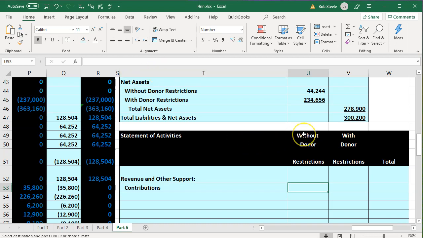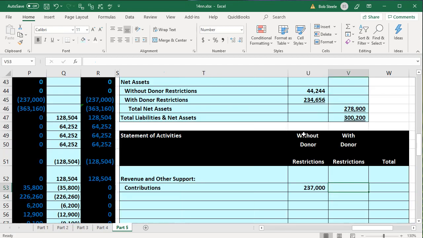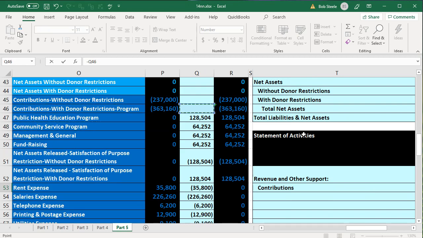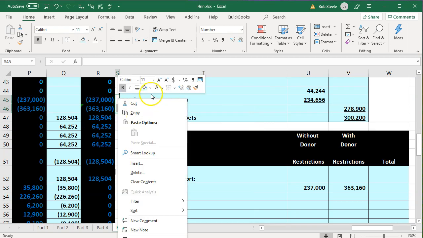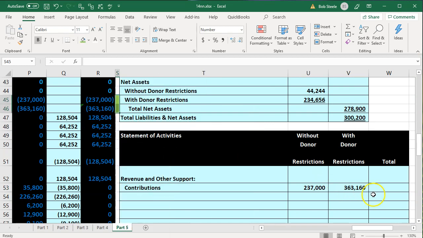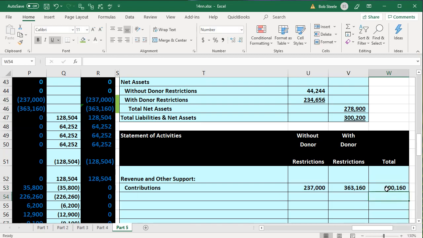We're currently in the column for without donor restrictions. We're going to say negative in order to flip the sign. And then we're going to scroll up top, and we want the one without donor restrictions, the 237,000. So there's that. And then the one with donor restrictions, I'm going to say negative to flip the sign because we don't want credits in our statement of activities. That's going to be this one. So there we have that. We found a home for these two. I'm going to go ahead and highlight these as we go. We could then, of course, sum these up, and that's going to be our total.